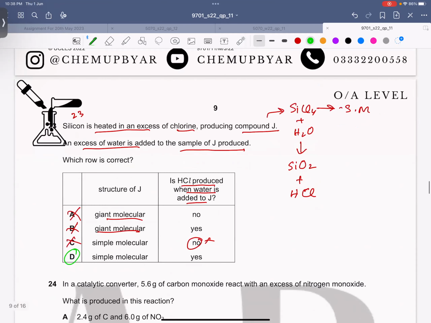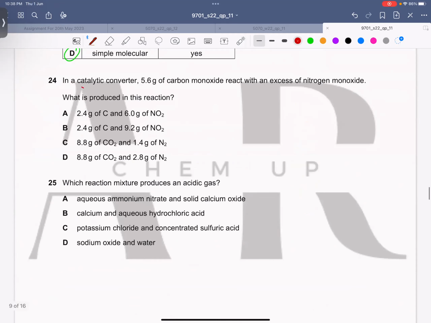Now question number 24. In a catalytic converter, 5.6 grams of carbon monoxide reacts with an excess of nitrogen monoxide. What is produced in this reaction? So we know when carbon monoxide and nitrogen monoxide react, we will get carbon dioxide and nitrogen. If I balance the equation, half a mole of nitrogen is formed. So 5.6 grams of carbon monoxide is used. The Mr of carbon monoxide is 28 and the mass is 5.6, so 5.6 divided by 28 would give you 0.2 moles.